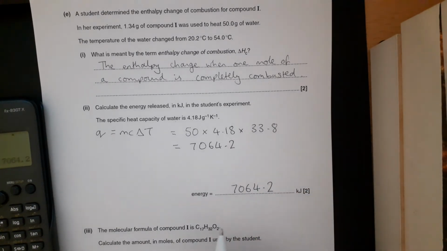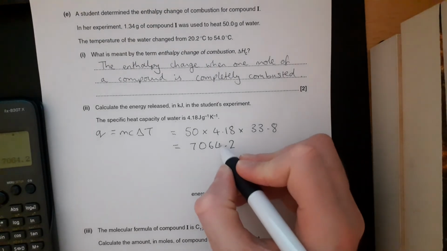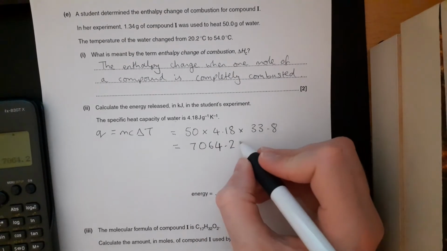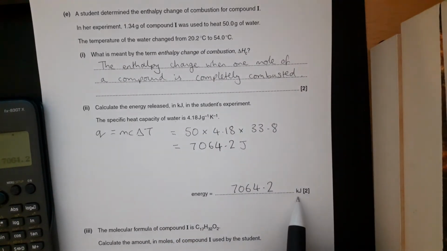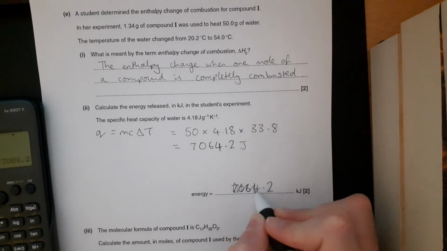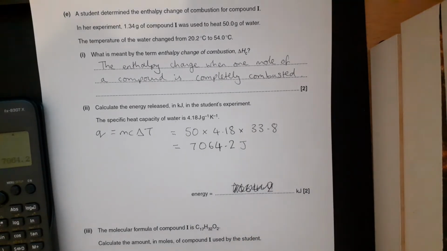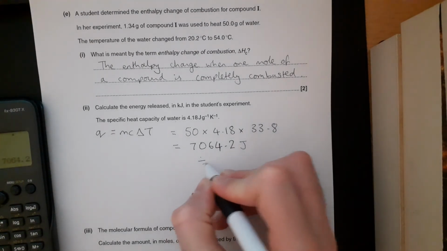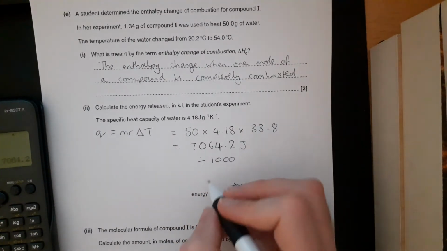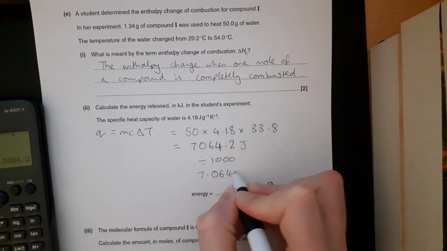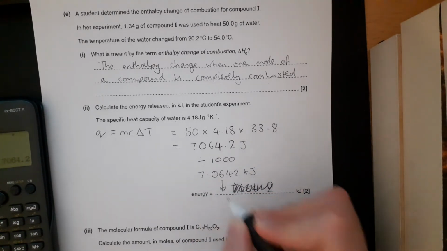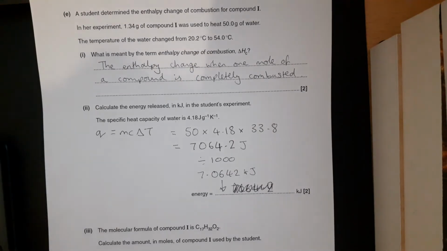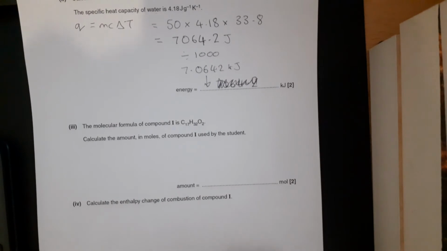Ah, no it isn't. Ooh, we nearly lost a mark there, because this is in joules, isn't it? Because of the units here. And the answer line wants it in kilojoules. So we would have lost a mark there if we're not careful. We need to divide this by 1,000 to get it into kilojoules. So it's going to be 7.0642 kilojoules. That's going to be our answer. So read the question very carefully. Nearly messed that up.